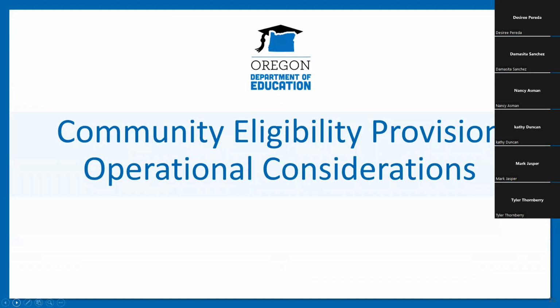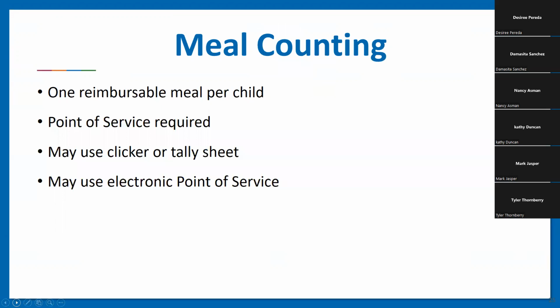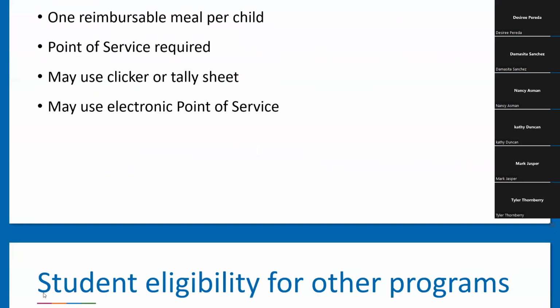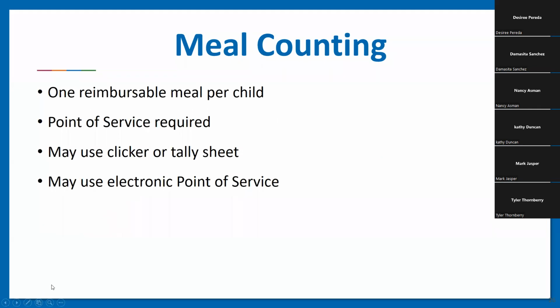Great. Now we're going to move on to community eligibility provisions and the operational considerations that you may want to take into account. CEP can simplify and streamline meal counting. The meal counting rules are 1 reimbursable meal per child per program. Sponsors must have a system in place to prevent duplicate meals. Another rule is meals must be counted at the point of service. And a clicker, tally sheet, paper, or an electronic roster may be used.